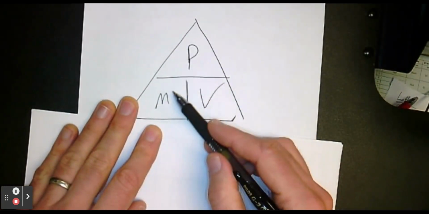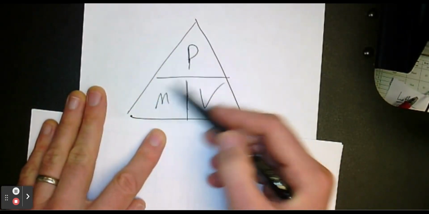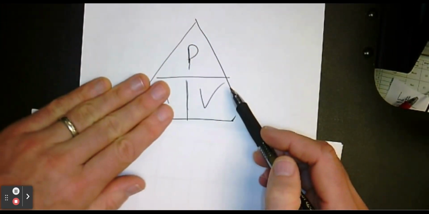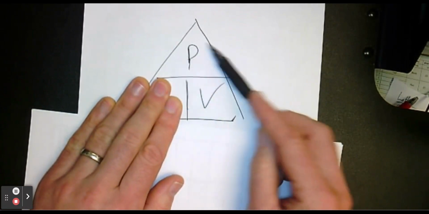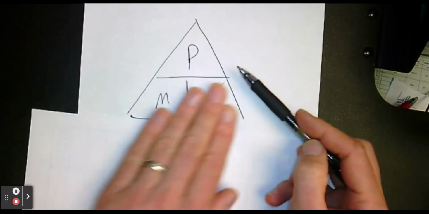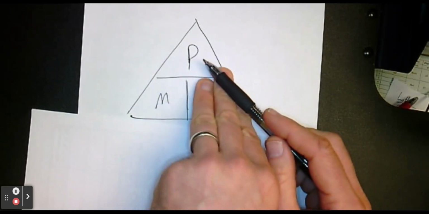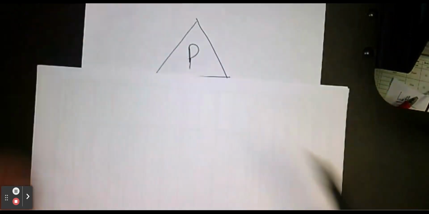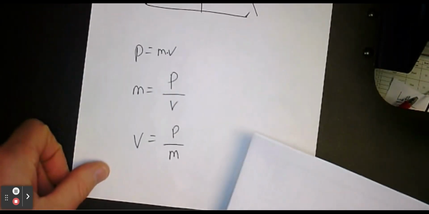Now, momentum, therefore, is P equals mass times velocity. Here's the triangle. Momentum is the mass times the velocity. The mass, if you have some quantity of momentum, is the momentum divided by the velocity, and the velocity would be the momentum divided by the mass. All right, here are those things all written out.